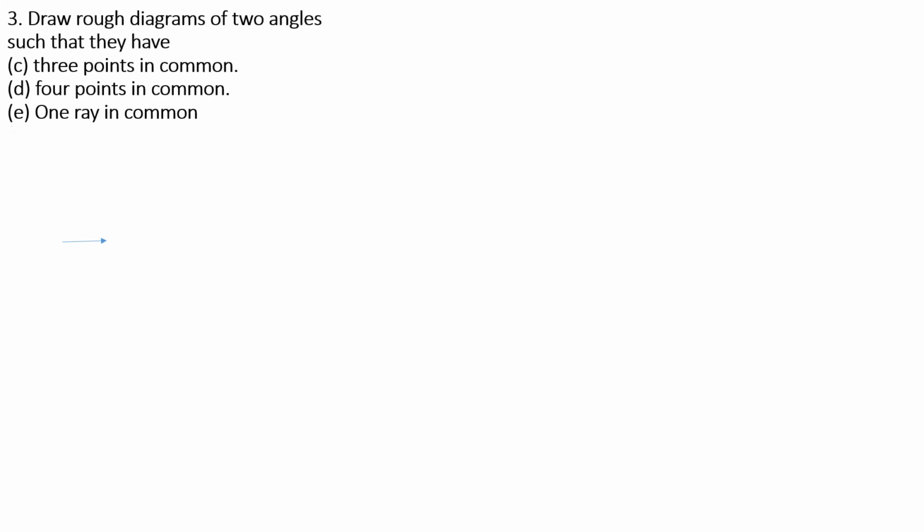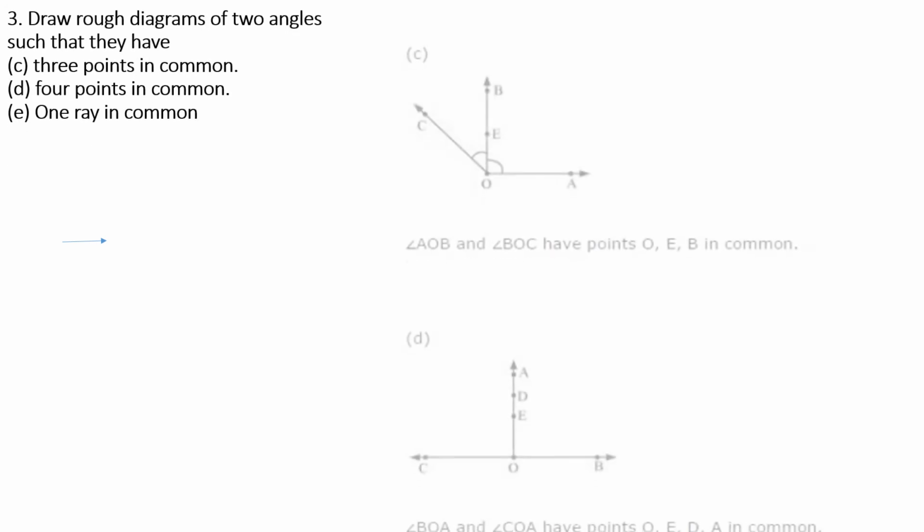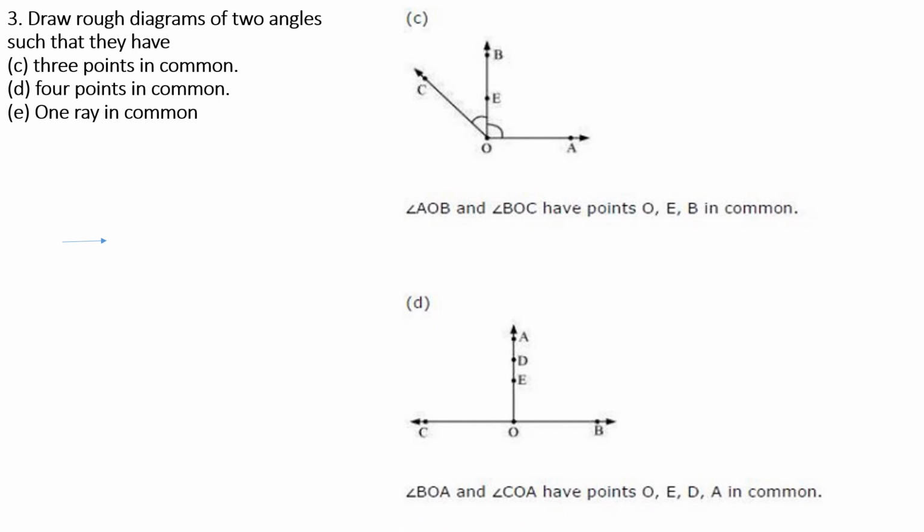Next, 3 points in common, 4 points in common. See, for the C question the answer is here, angle AOB. So here this is one angle and this is one angle. How many points are here? 3 points. So what are the points? O, E and B. O, E and B, 3 points are here.